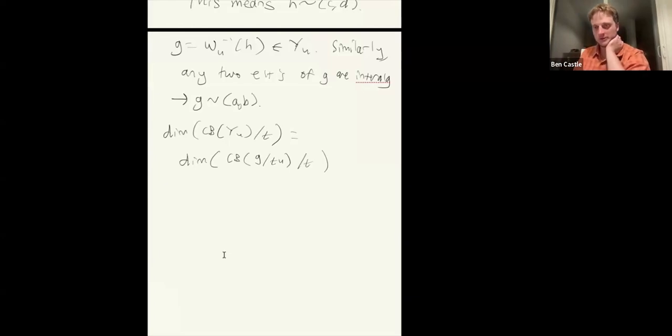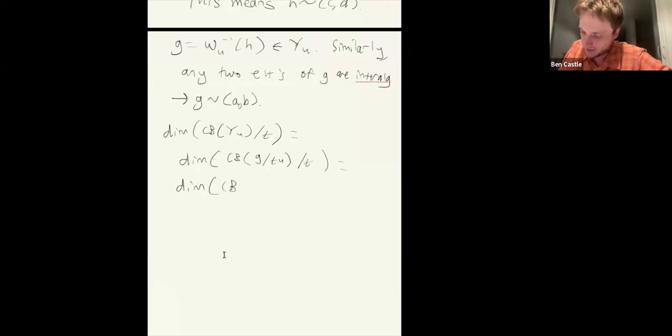Because the locus of G over TU is actually just YU. It's a generic element there. But G is interalgebraic with AB. So it's actually a valid maneuver, and maybe I'm skipping, I didn't tell you why this is a valid maneuver, but it's not that hard to check. You can replace things that are interalgebraic here.